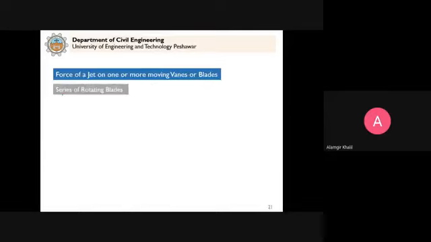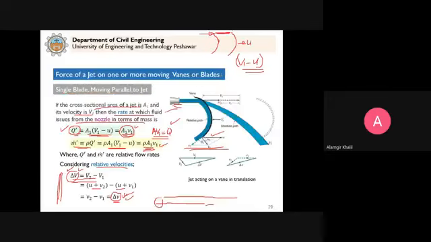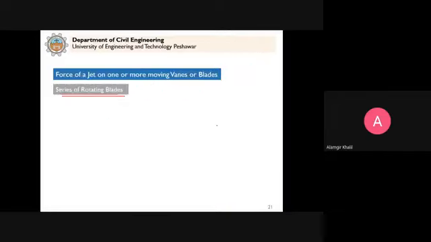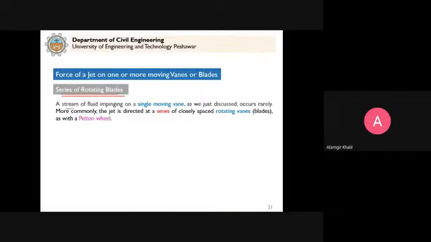Okay, if we have a series of moving vanes instead of a single vane, this is the practical case, because a single moving vane cannot practically be the case. So rather we are interested in a series of moving vanes when coming to the practical case. In that case, for a series of moving vanes, a stream of fluid impinging on a single moving vane, as we discussed, occurs rarely.